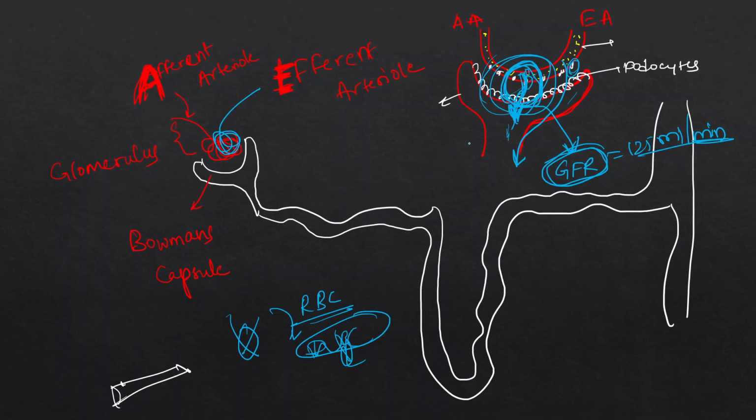Okay, after this Bowman's capsule, where does this blood enter? This enters into this PCT, proximal convoluted tubules. If the spelling is wrong, just ignore it.